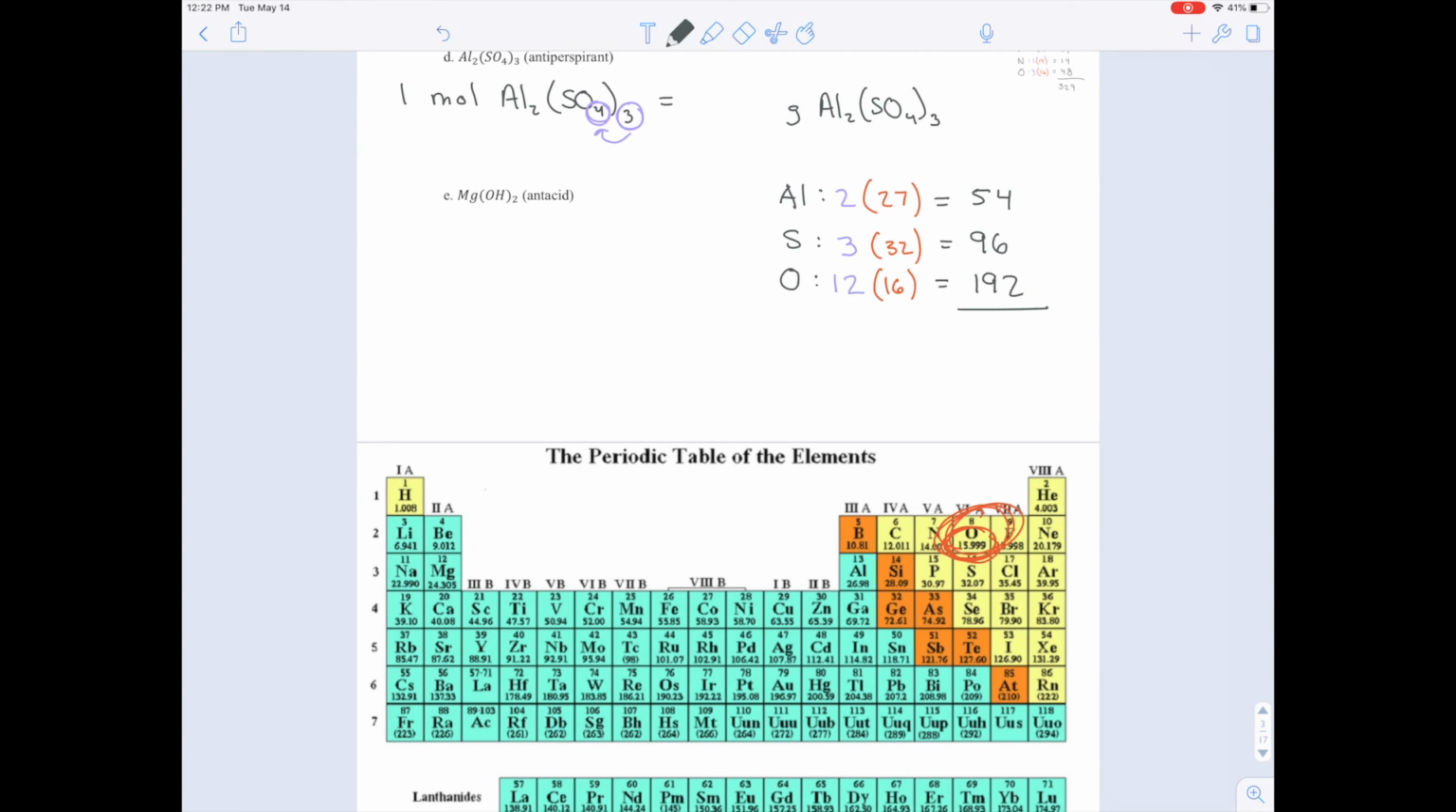Okay, so those are the masses coming from each element. The whole compound will be all of those added together, so 54 plus 96 plus 192, that's 342. So there would be 342 grams in 1 mole of this compound. And that is the molar mass. It tells you how many grams, what the mass is, in 1 mole.